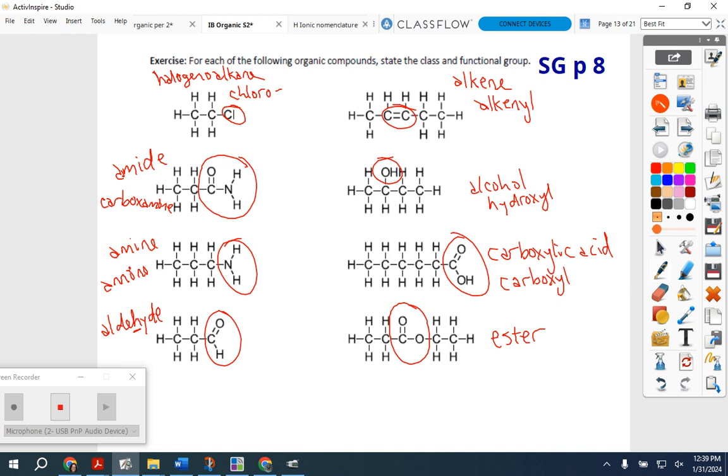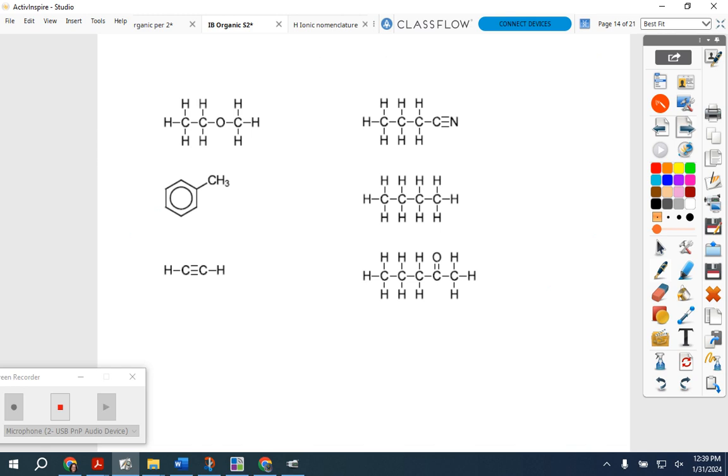Question, or are you just resting your hand? Okay, just want to make sure. All right. Amanda, what is this one? Yep. This is an ether with that oxygen in the middle of the 2 carbons. Aznina, what's this one?